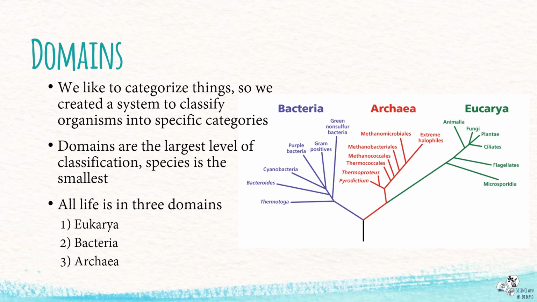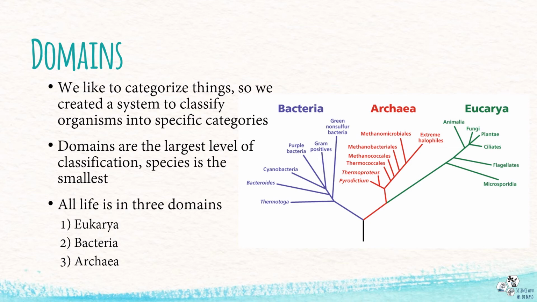The broadest type of classification. What I mean by that is the classification that holds the most amount of different kinds of species is domain. So the domains are the top of the classification, and you get more and more specific as you go down until you get to a species. That's the most specific, and we'll talk about that more later in the year. So all life is found into three domains: eukarya, bacteria, and archaea.